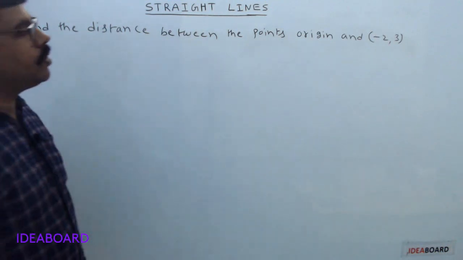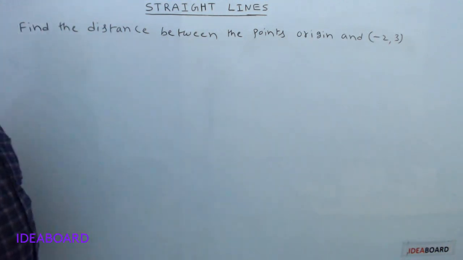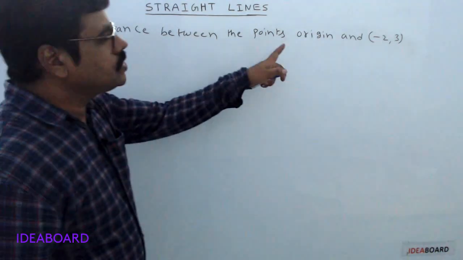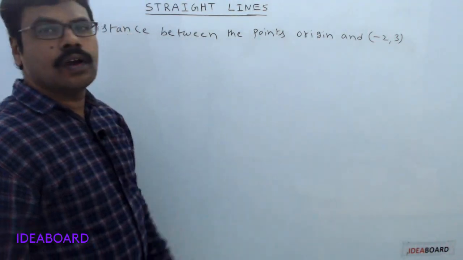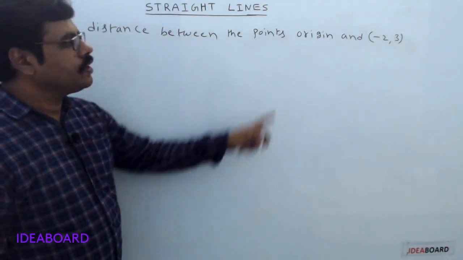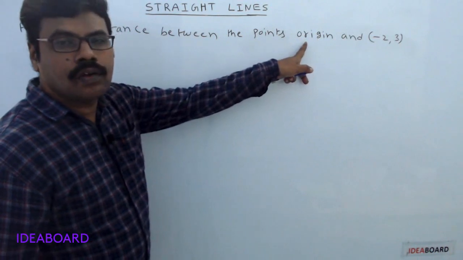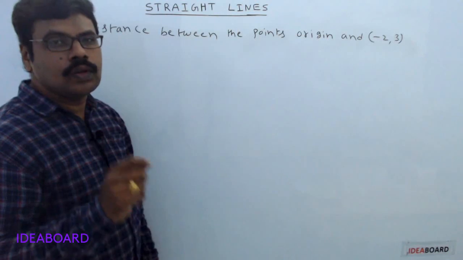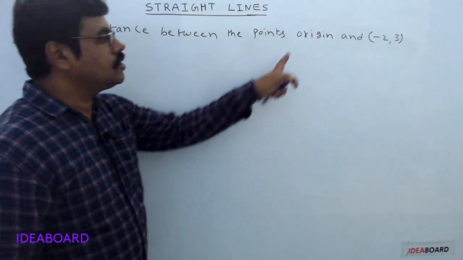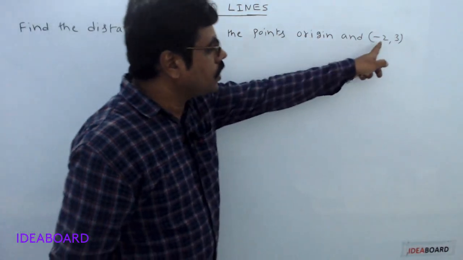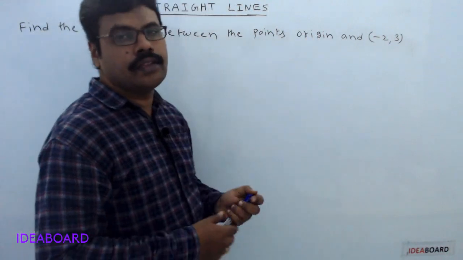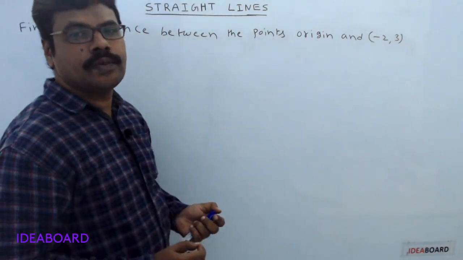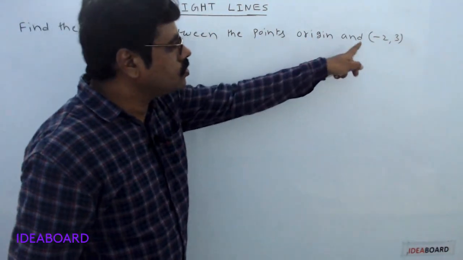Come to the next problem. Find the distance between the points origin and (minus 2, 3). Origin is nothing but (0, 0). Origin is denoted with the letter O. So what are the given points? (0, 0) and (minus 2, 3). Now apply the distance between 2 points formula on these 2 points.